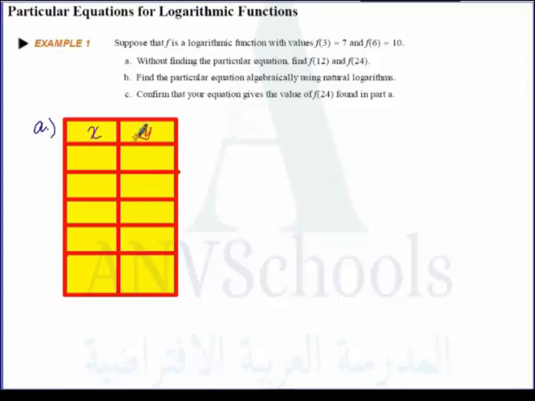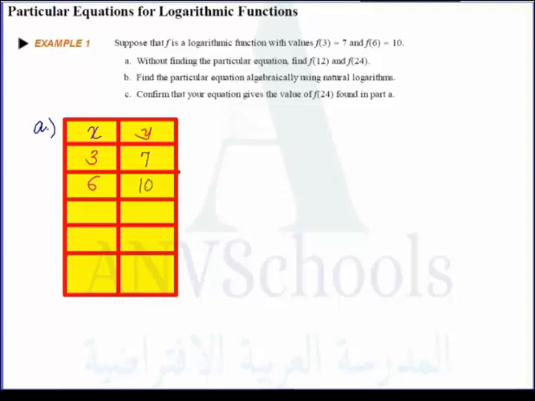Okay, so we have the given f of 3, which is equal to 7, and f of 6, which is equal to 10. So those are the two sets of points that are given in this logarithmic function. Our first value is when x is equal to 3, and the second is when x is equal to 6. So when x is equal to 3, our y becomes 7. And when x is equal to 6, our y is equal to 10.